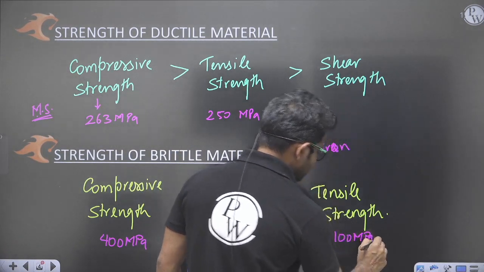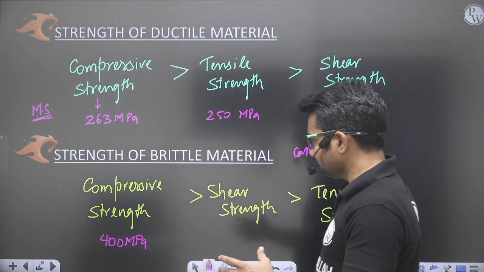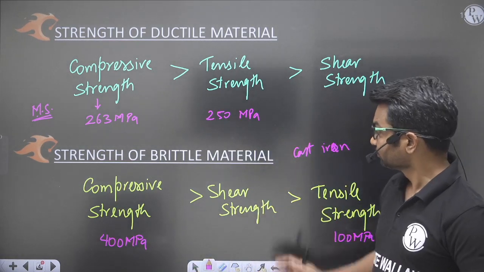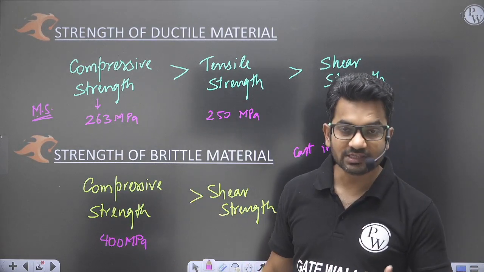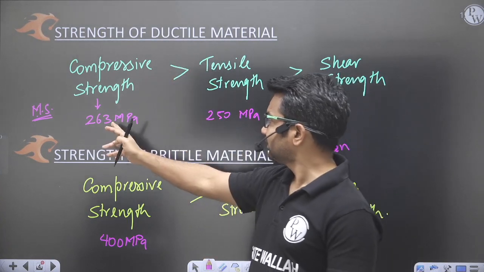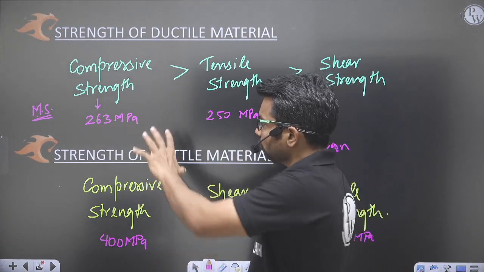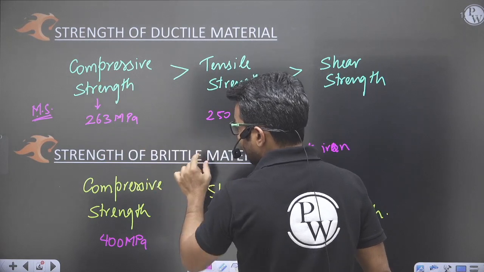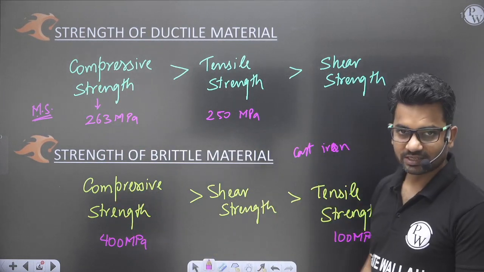So you can see that for cast iron, or any brittle material, the compressive strength will be much higher as compared to the tensile strength. In cast iron, the compressive strength is around 4 times its tensile strength, right? Whereas in a ductile material, there is not much difference between the compressive and tensile strengths. Although the compressive strength is higher than the tensile strength, they are almost equal, okay? But in a brittle material, the compressive strength is much higher as compared to the tensile strength, right?